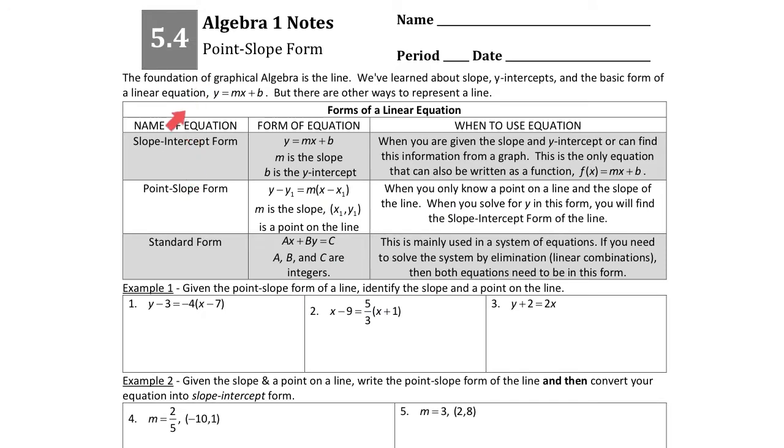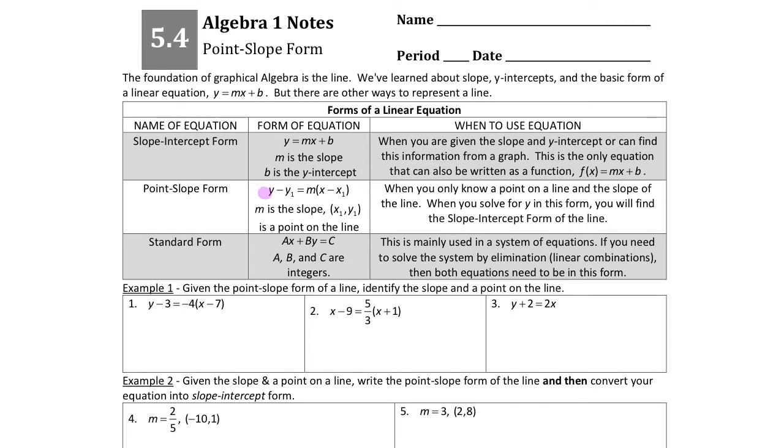In 5.4, we're going to focus on the second form of a linear equation. Last lesson, we did focus on slope-intercept form, which is y equals mx plus b. So why do we need different forms? Slope-intercept form is great when we know the slope and we know the y-intercept, but very often we won't have that information. We might know the slope, or we might know just 2 points on the line, and we need to go from there. And those points may or may not be the y-intercept.